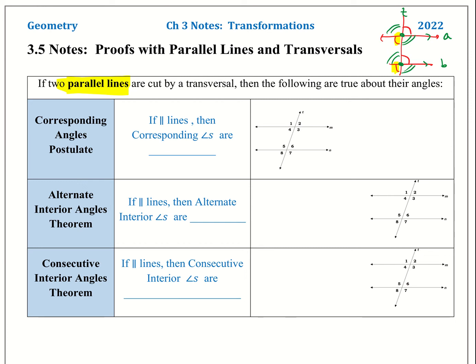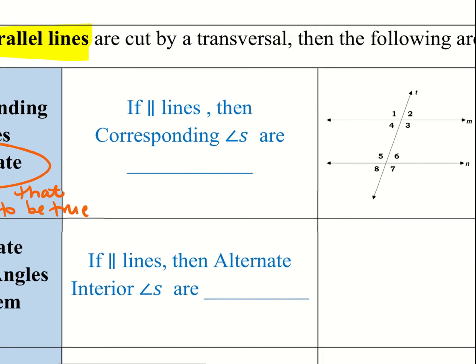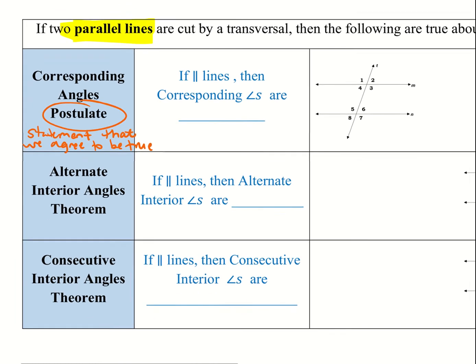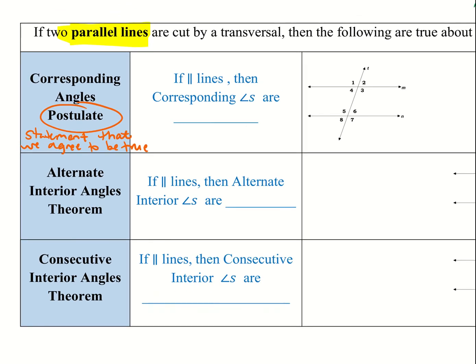Now, this first one is called a postulate, the corresponding angles postulate. A postulate, in case you haven't heard this before, is a statement that we agree to be true, but we can't prove it. We can see that it's true, but we can't necessarily prove it. It's something that is universally agreed upon, and observed, but there's no real way to prove it. But it's something that we are going to be able to count on as true. So something that is true is that if we have parallel lines, then any pair of corresponding angles that are formed are always going to be congruent.